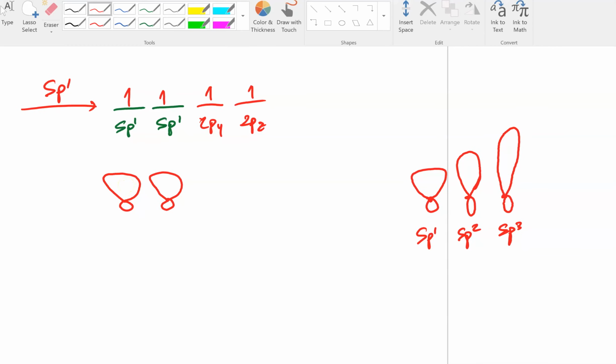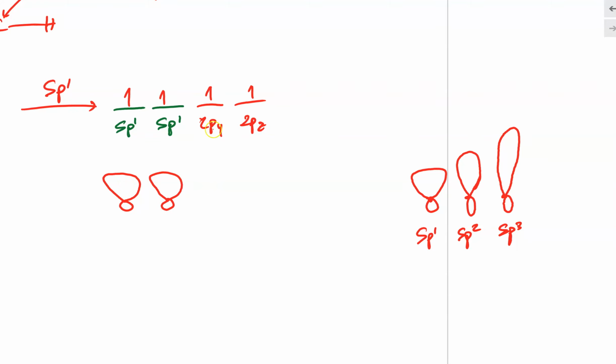Now, don't forget that we still have here 2 remaining p orbitals that are unhybridized. And the structure of the unhybridized p orbital is something we have seen already before. It consists of 2 lobes that are equal, that look exactly the same. And now we have 4 electrons in them.